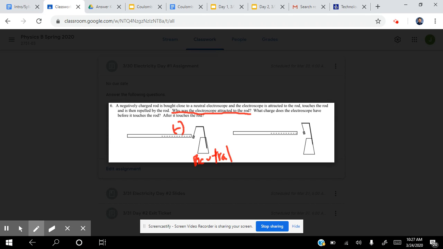So what charge does the electroscope have before it touches the rod? Well, like we said, it would be neutral. And then after it touches the rod, now what has happened is some of those electrons have jumped to the electroscope. So now we have a negative charge on the electroscope, and we also have a negative charge on the rod.